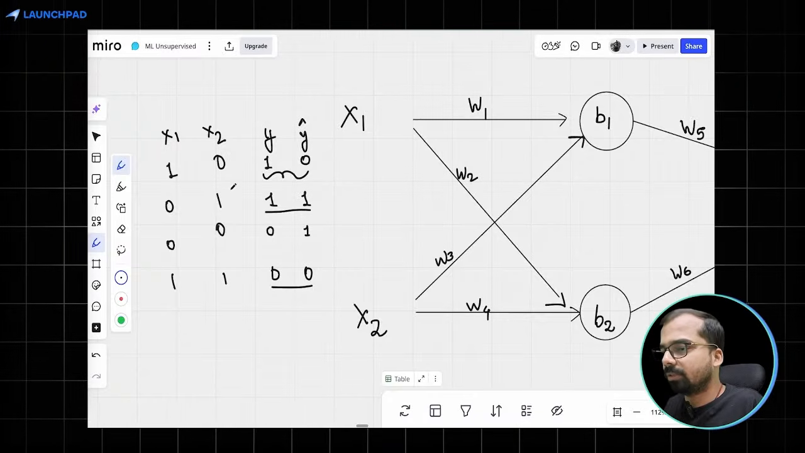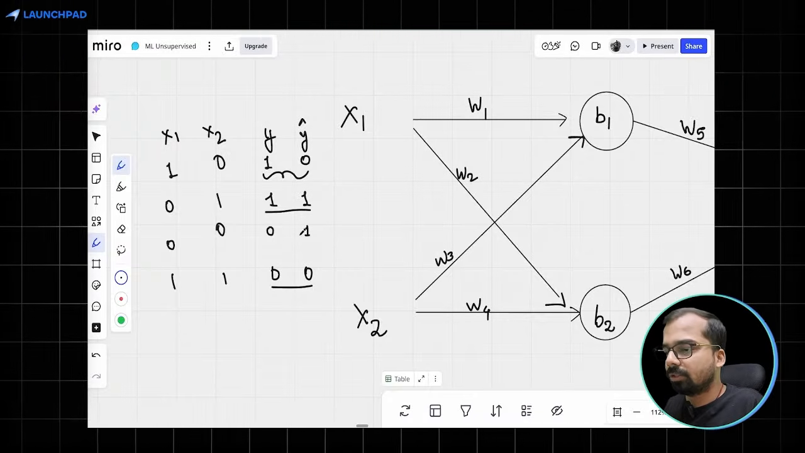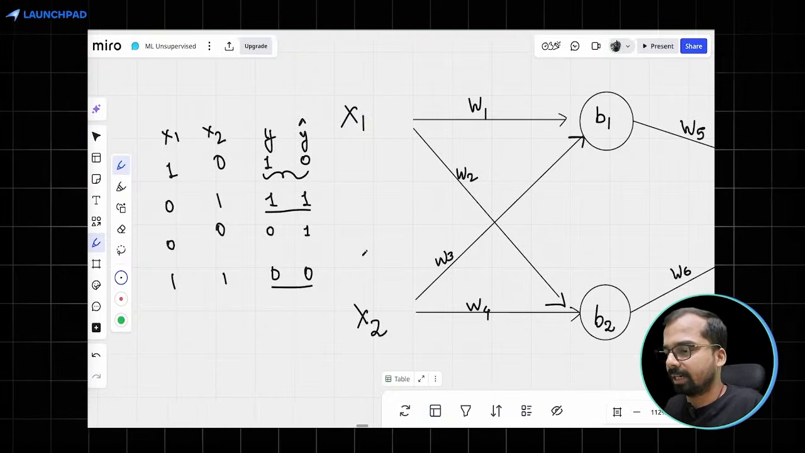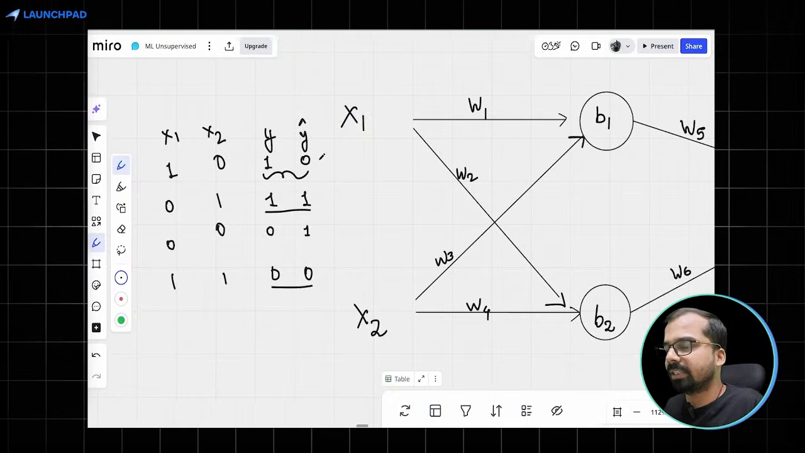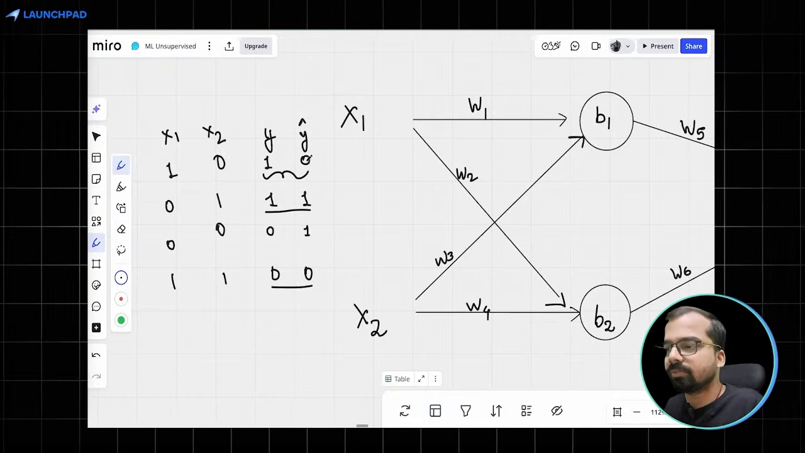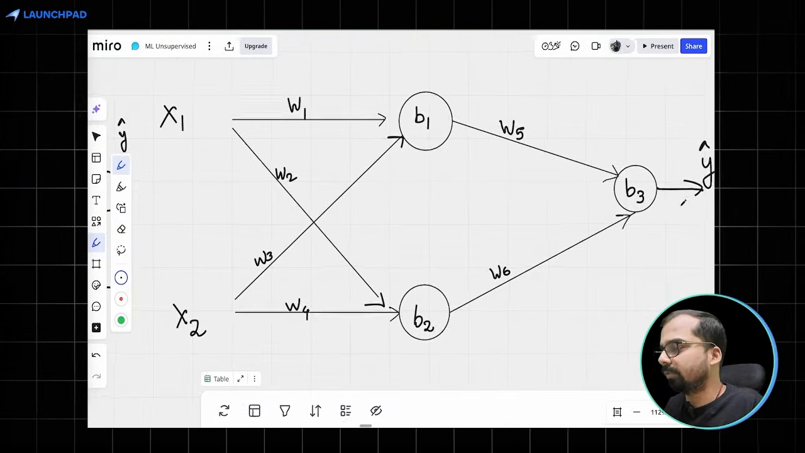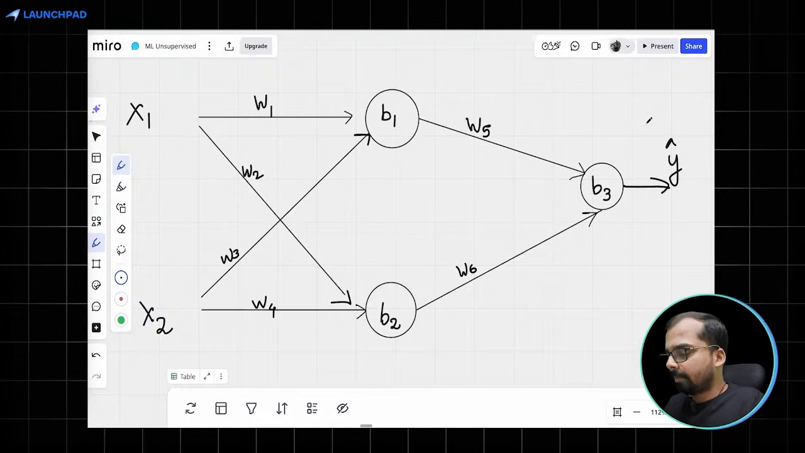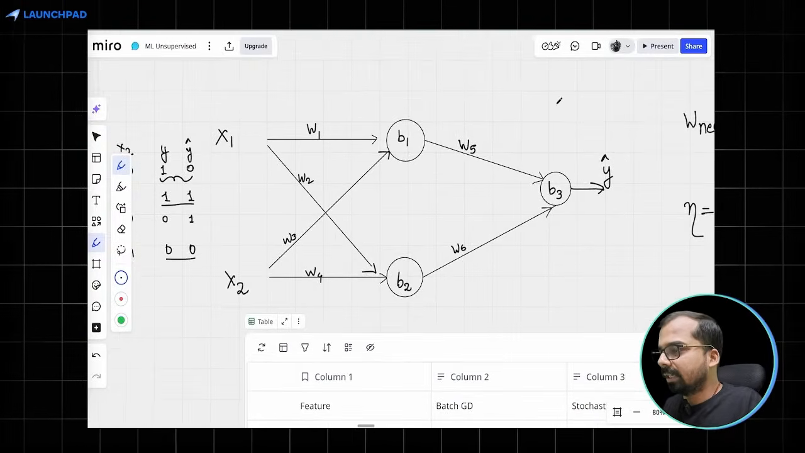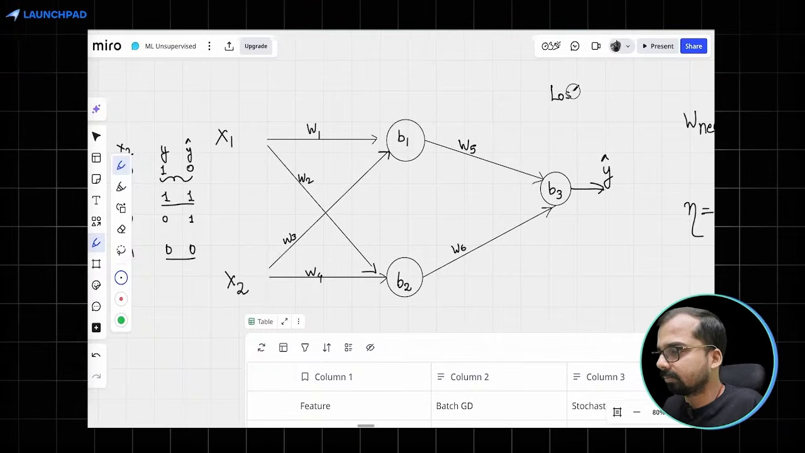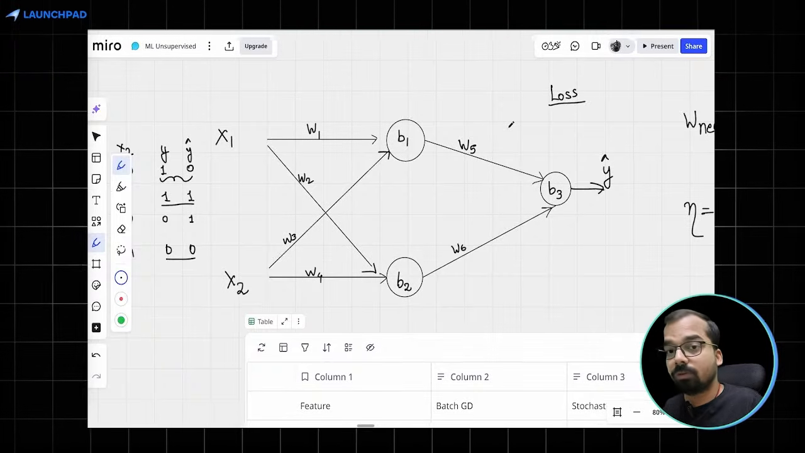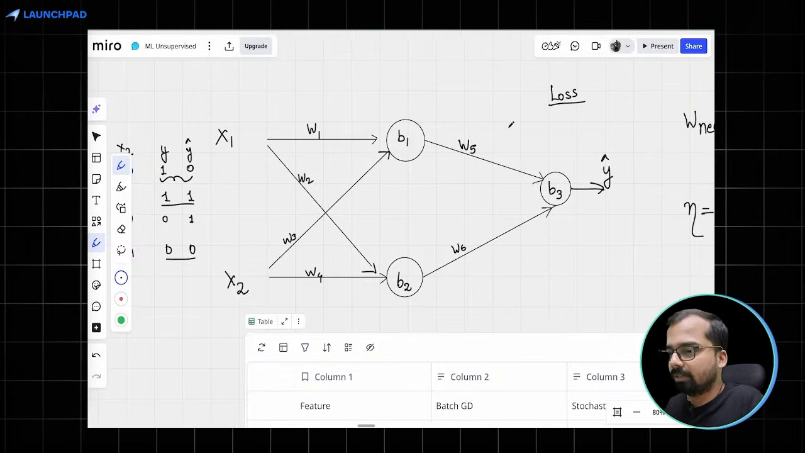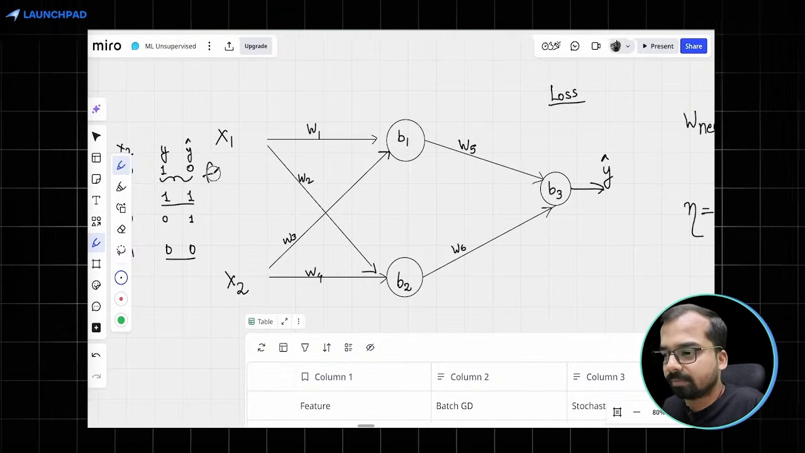So these values of y hat I got when I passed x1 as 1 and x2 as 0, and I got y hat as 0 in the final output from my neural network. Now we'll calculate loss. Loss tells us how far or close I am to my actual value. So here I am quite far.